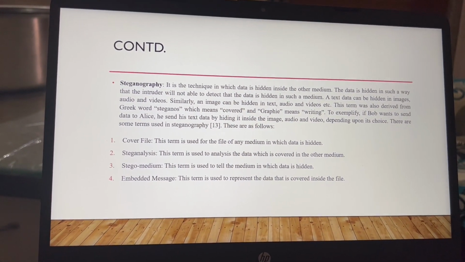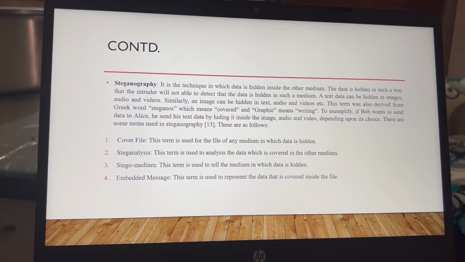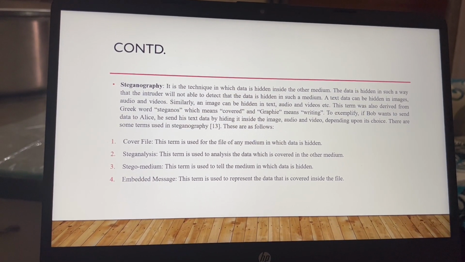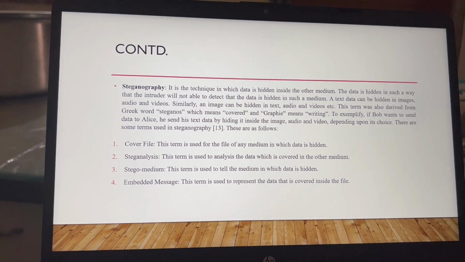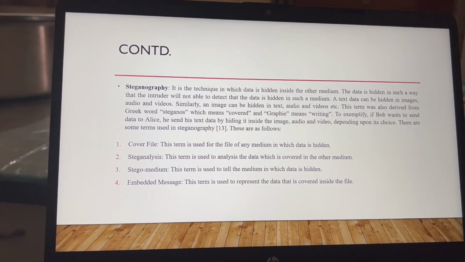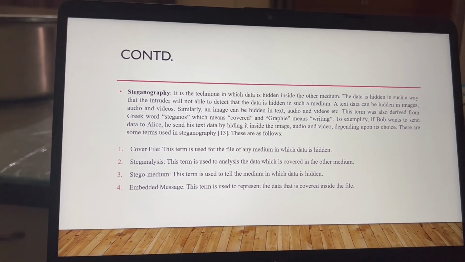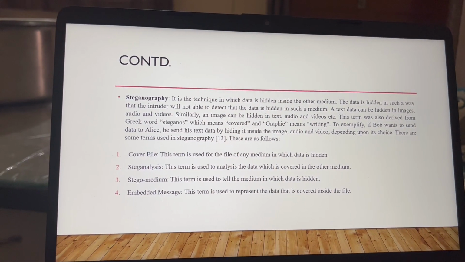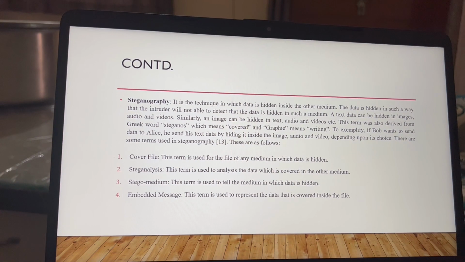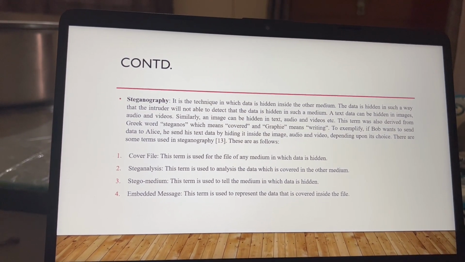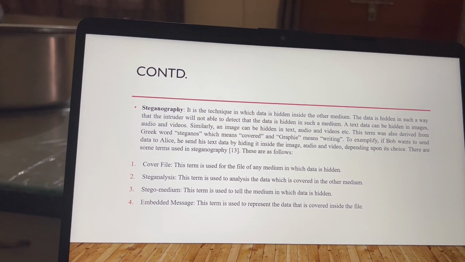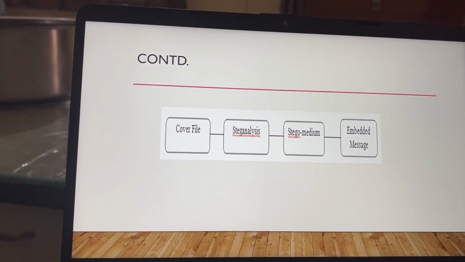There are the following terms used in steganography: file cover, stego analysis, stego medium, and embedded message. First is file cover. This term is used for the file of any medium in which data is hidden. Second is stego analysis. This term is used to analyze the data which is covered in the other medium. Stego medium is the term used to tell the medium in which data is hidden. Embedded message is the term used to represent data that is covered inside the file. This is a diagram.